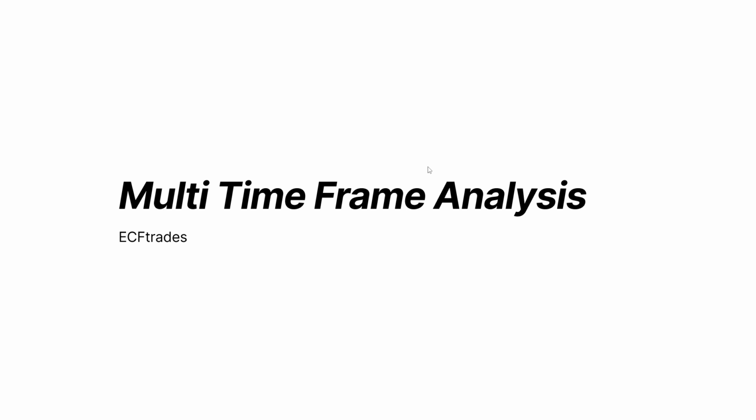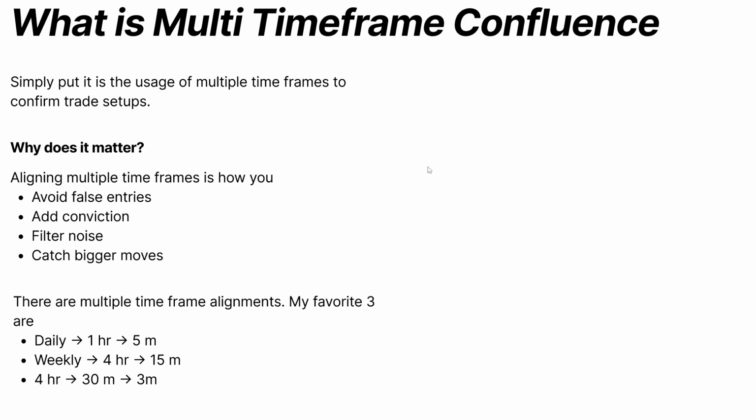So, multi-time frame analysis. What is multi-time frame analysis or multi-time frame confluence? Simply putting it, it's just the usage of multiple time frames to confirm a trade setup, okay? The reason why you want to use multiple time frames, preferably higher time frames, is because it can help you avoid false entries. It adds conviction to your trades, helps you filter noise. You're not looking at the lower time frame, falling in love with every single move the lower time frame makes. And also, it allows you to catch bigger moves. You're going to catch those expansion moves, right?